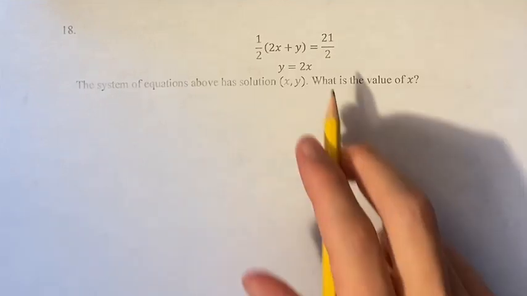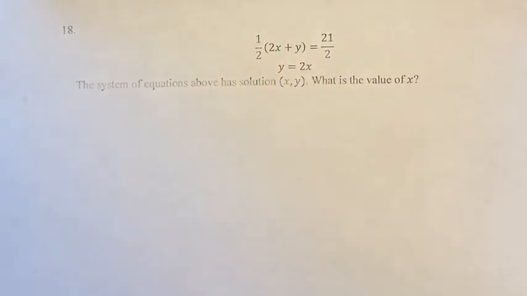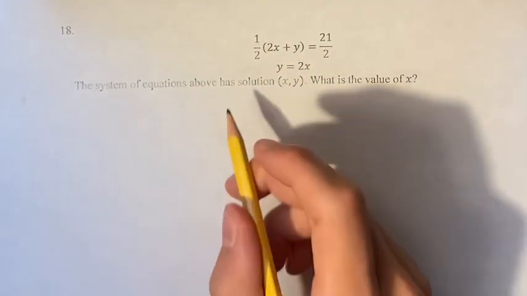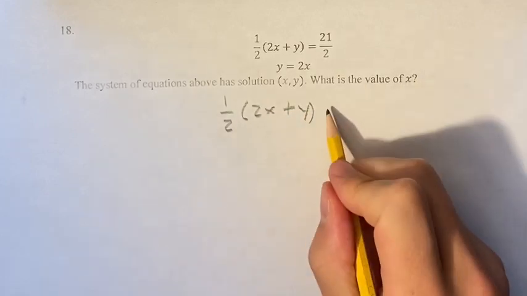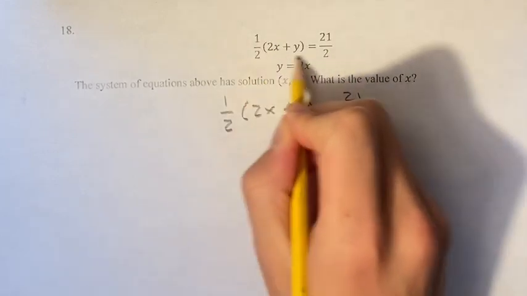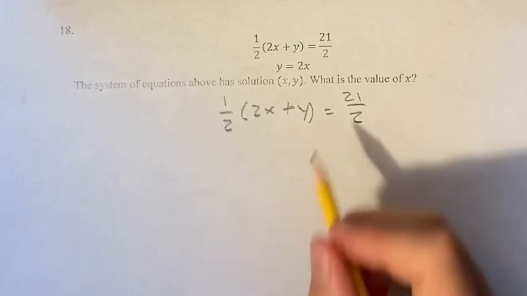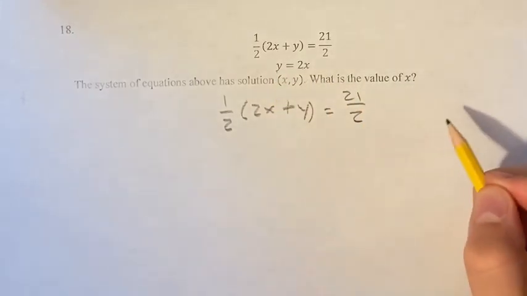In this problem, we're given a system of equations. We're asked, what is the value of x? So if we have 1/2 times (2x plus y) is equal to 21 halves, this is the first equation up there. We are told by the second equation that y is equal to 2x.